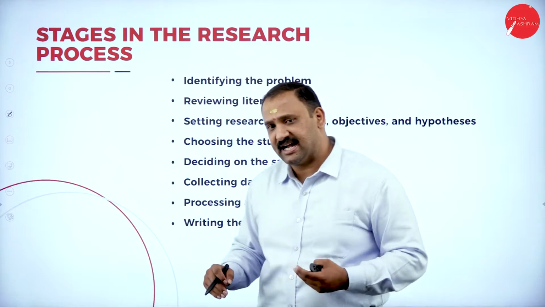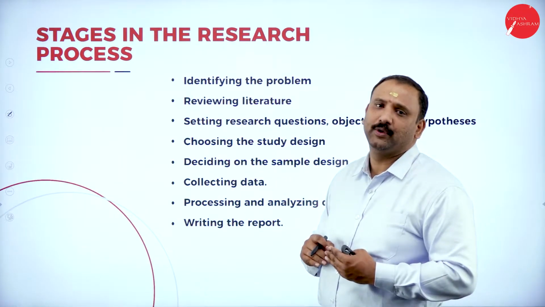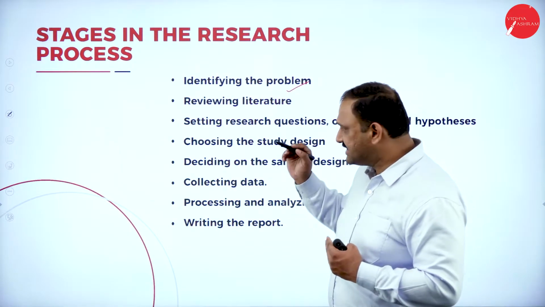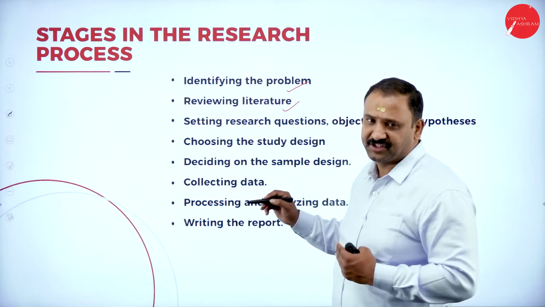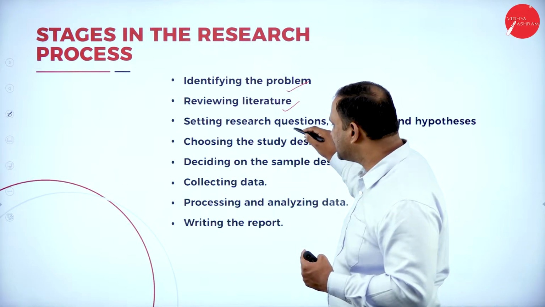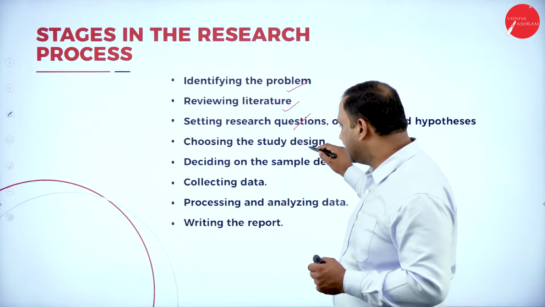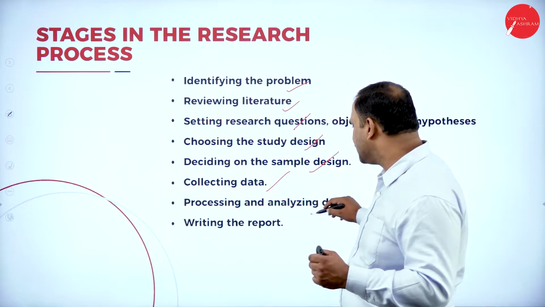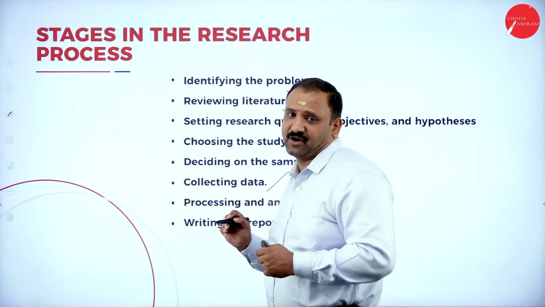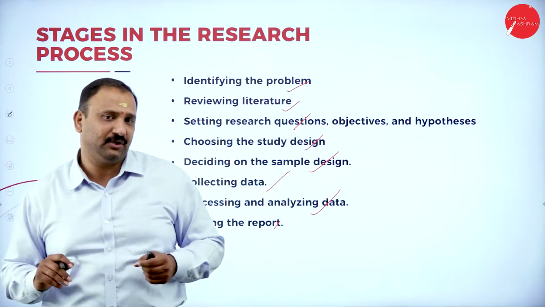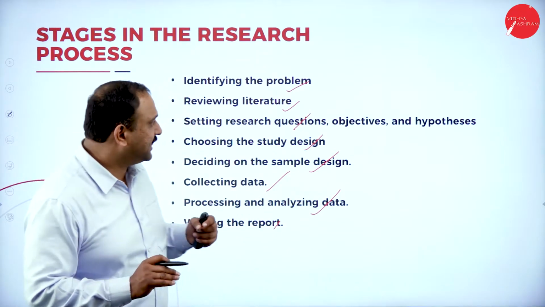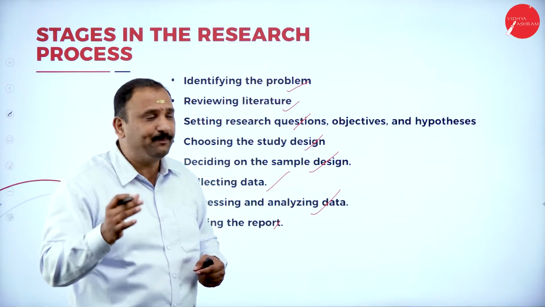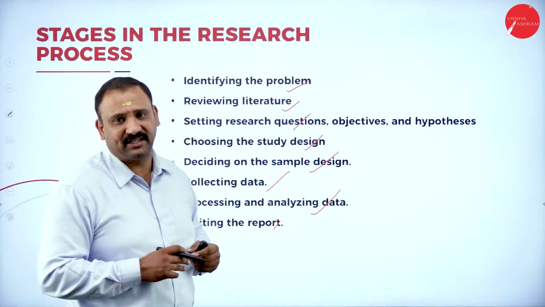Now, the second thing is, what are the stages that we are going to undergo? The first one is identifying the problem. The second stage is reviewing the literature. The third stage is setting up the research questions, choosing the study design, deciding on the sample design, collecting data, processing and analyzing data, and writing the report. Now look at the steps altogether. It's so well defined for us, it's very easy for us, and at the same time it would help us in achieving the objective that we want.